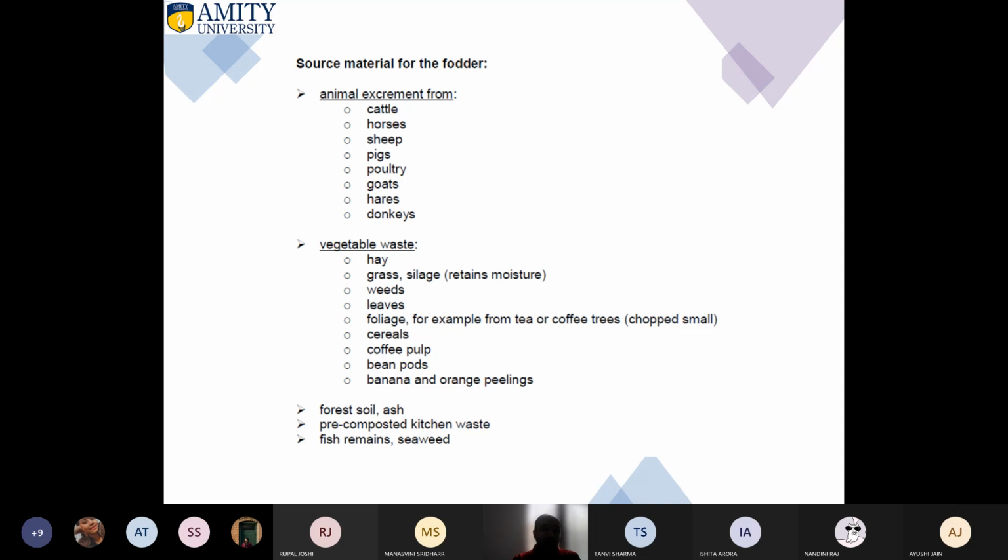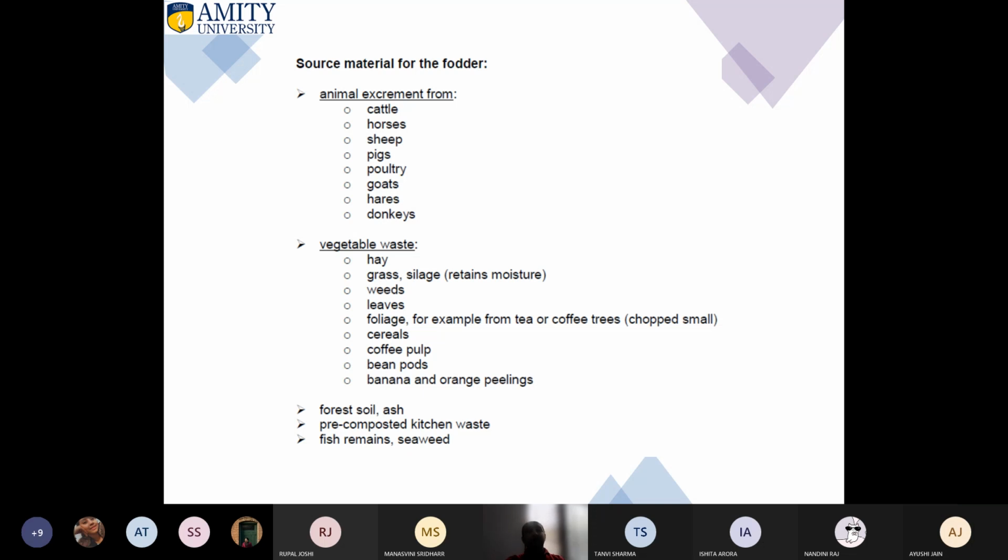Then vegetable waste, be it hay, be it rice husk, the cover of rice, wheat husk, the cover of wheat grains, that can be used up. Grass, weeds, leaves, foliage that may be coming out from tea and coffee trees, but they need to be chopped up so that worms can feed upon them easily. Cereals, coffee pulp, bean pods, banana and orange peelings. So all such kind of vegetable waste can easily be taken out from the kitchen every day. And then forest soil or ash.